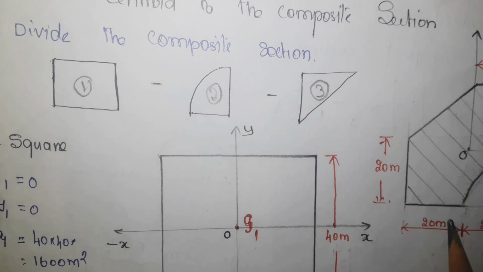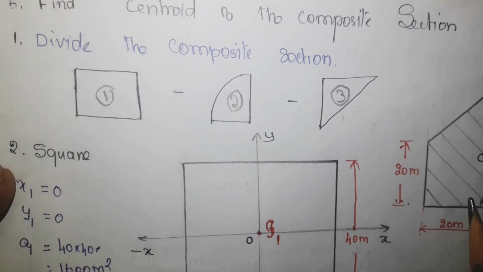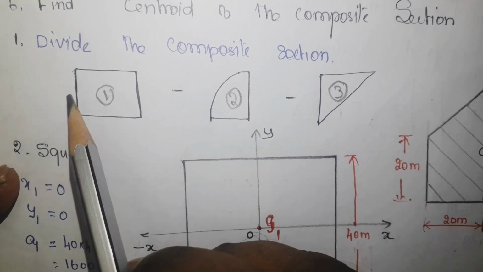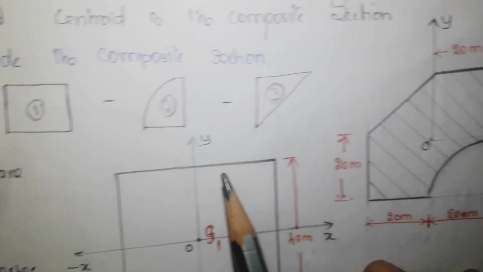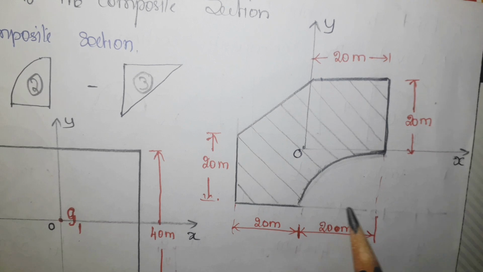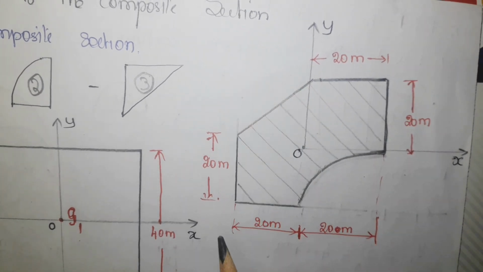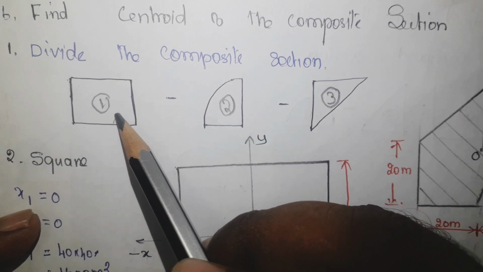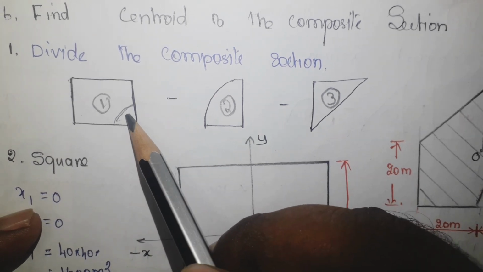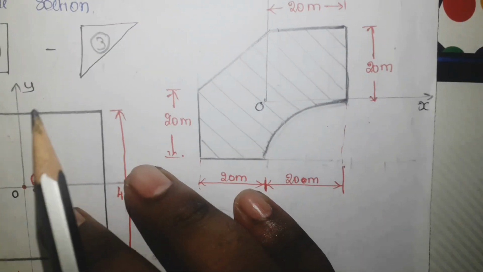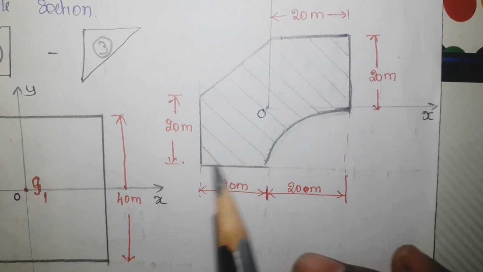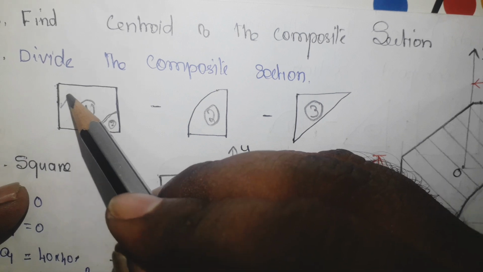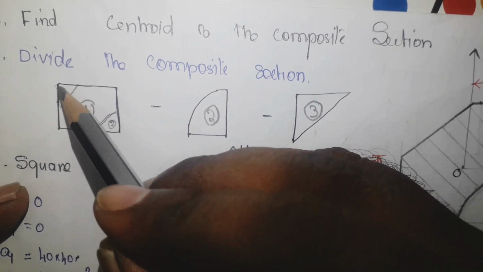As I told you earlier, here I am going to use subtraction to get the final shape. So I am going to take a square. Okay, so this is the square. Then I am going to remove this portion, a quarter circle portion. This is the second one. Then I am going to remove a triangle at this side. So this is my third one.